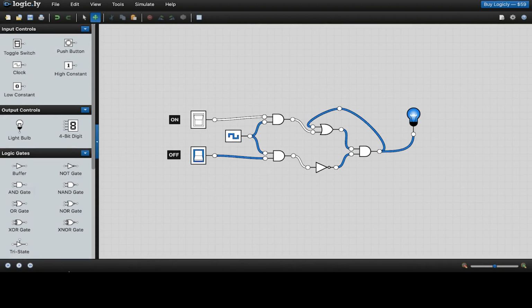2 1s make a 0. A 1 becomes a 0. And 1 0 becomes a 0. 2 zeros become a 0. And now the system is stable again. So if I resume, the clock will turn on again, but the system is now stable in a 0 state. And if I turn this off switch off, nothing happens. Okay.